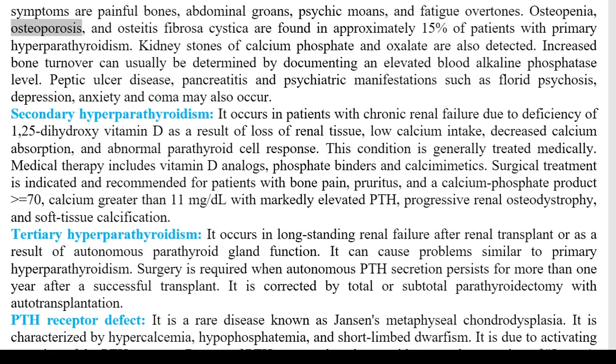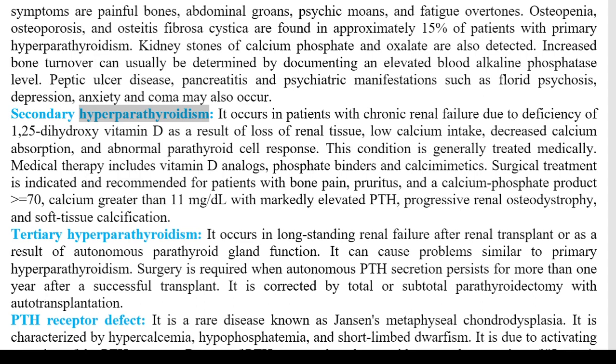Osteopenia, osteoporosis, and osteitis fibrosa cystica are found in approximately 15% of patients with primary hyperparathyroidism. Kidney stones of calcium phosphate and oxalate are also detected. Increased bone turnover can usually be determined by documenting an elevated blood alkaline phosphatase level. Peptic ulcer disease, pancreatitis and psychiatric manifestations such as florid psychosis, depression, anxiety, and coma may also occur.